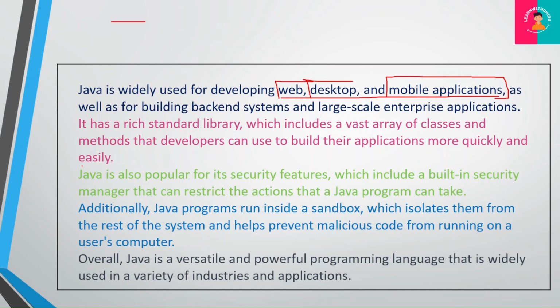Since most of the packages are publicly available, you can use them directly in your project, so there is no need to start from scratch. Java is also popular for its security features. The main thing required for any programming is security. Java provides security, which includes a built-in security manager that can restrict the actions that a Java program can take. Additionally, Java runs inside a sandbox, which isolates it from the rest of the system and helps prevent malicious code from running on a user's computer.